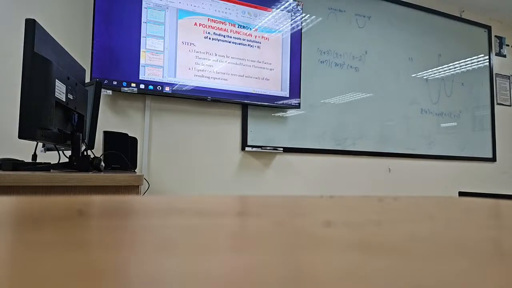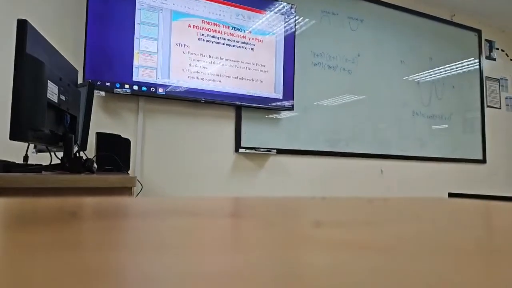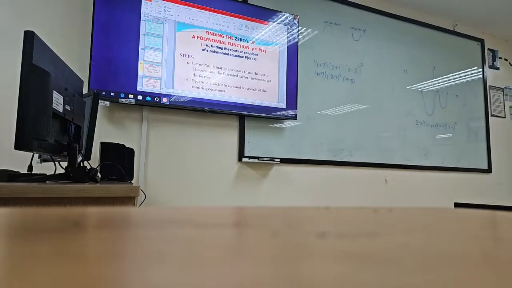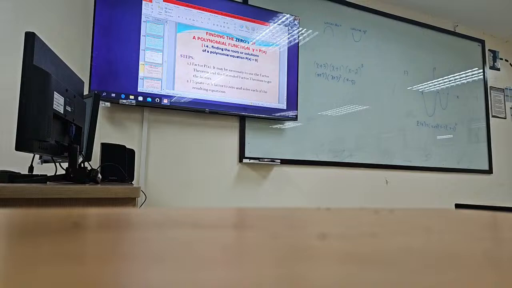Oh, this is easy. Finding the zeros of a polynomial function. What do you mean by zeros? Those are the points where the graph of the polynomial crosses or intersects the x-axis. Okay? And look at the steps. You know this already. Factor P(x), the polynomial. Equate its factors to 0 and solve for the resulting equations. Or from the graph itself, you can get the zeros.